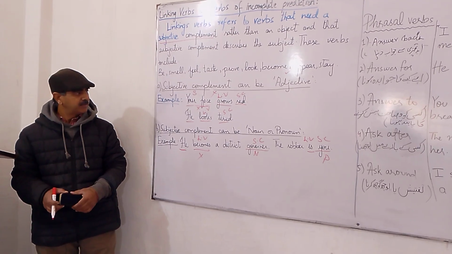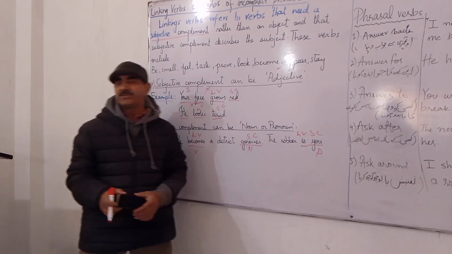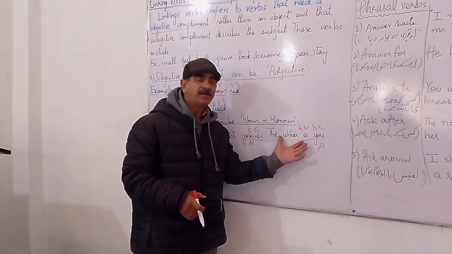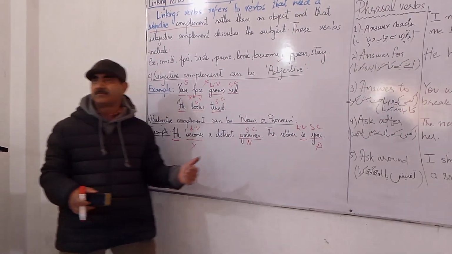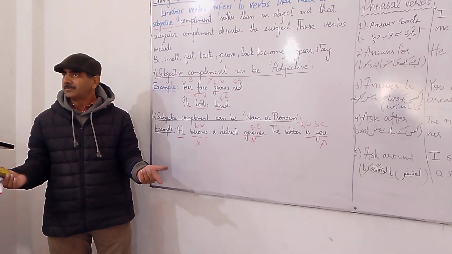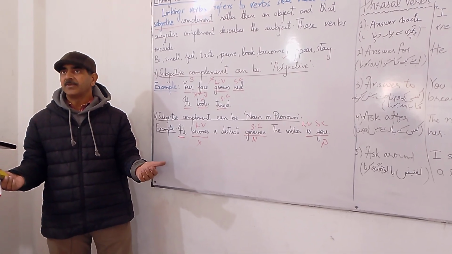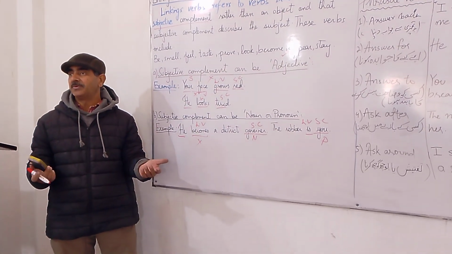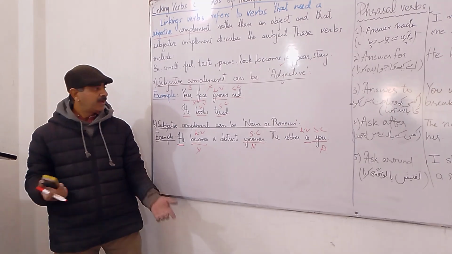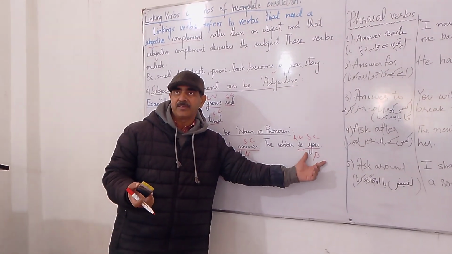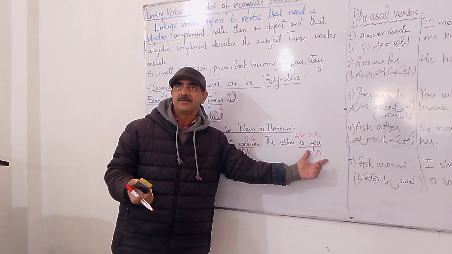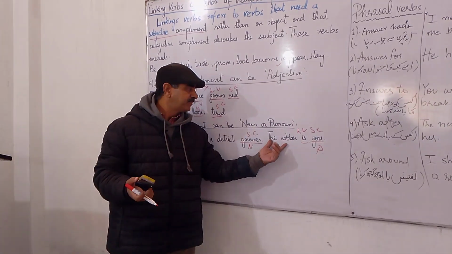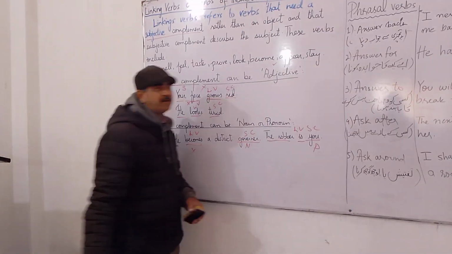And if we cross it out, he a district governor, does it make any sense? It doesn't. Clear? Next one, the robber is you. Again, if I simply say the robber is, who? The question arises. You may ask me, the robber is who? Clear? Until and unless I write a pronoun over here, that is you. That is the subjective complement, completing the subject robber.